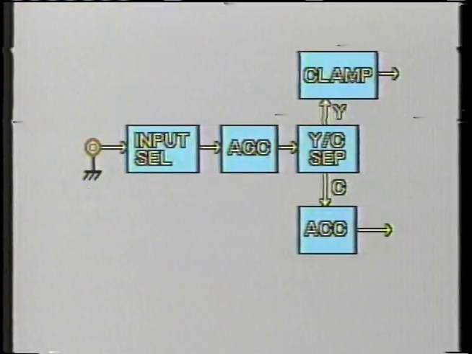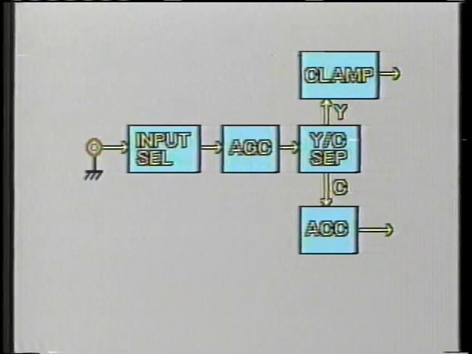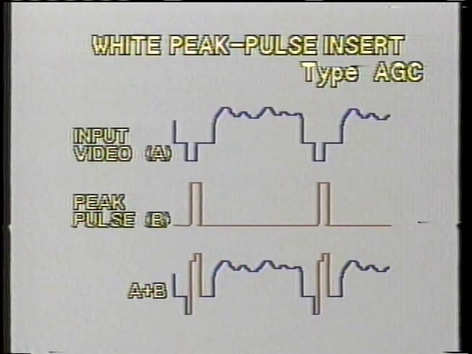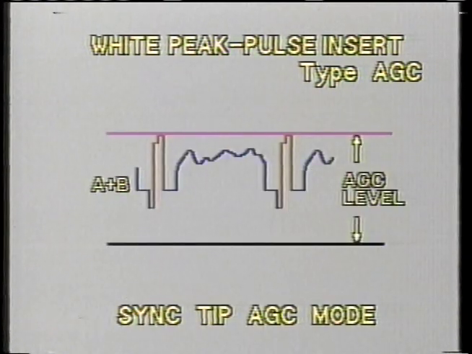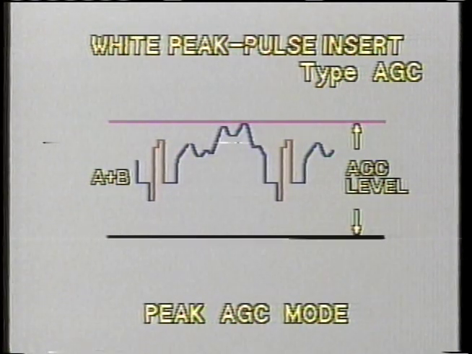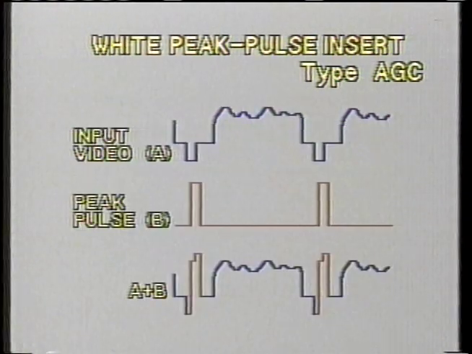The AGC circuit. This circuit prevents overmodulation. Normally, when input is encountered that exceeds the white peak level based on the sync tip level, it is automatically switched to the peak AGC using the white peak pulse insertion method.